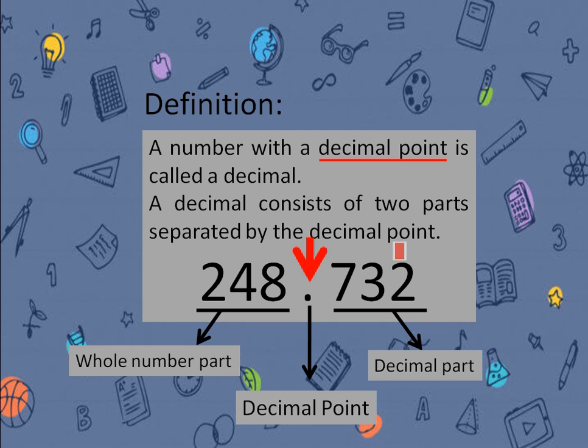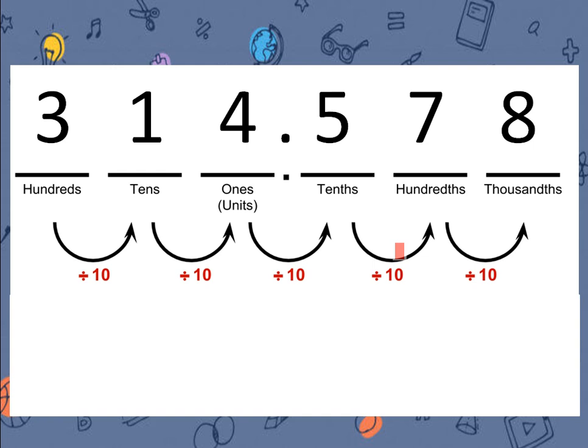Now let us talk about the place values of the digits in the decimal number. We know the place values of the digits in the whole number part. We know that the number 248 is read as 248. So what about the place values of the digits in the decimal part? Let us consider an example.